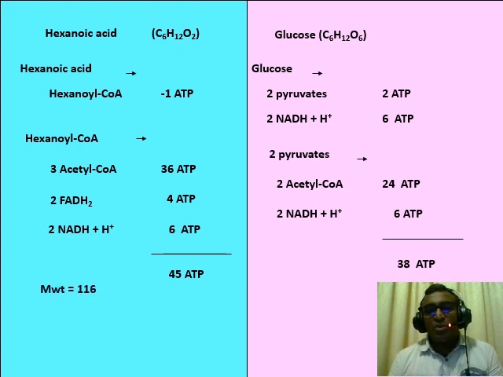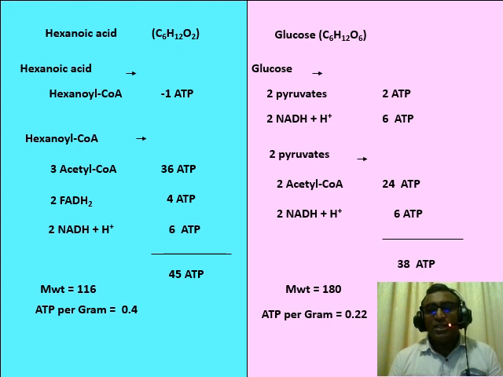So how is it twice as much energy being released for the oxidation of hexanoic acid in comparison to glucose? We have to use the relative molecular weight, where 1 mole of hexanoic acid has 116 grams, while glucose has 180 grams. So you take these 45 ATPs, divide by 116, and you should be able to get 0.4. Do the same, 38 divided by 180, and you will get 0.22.